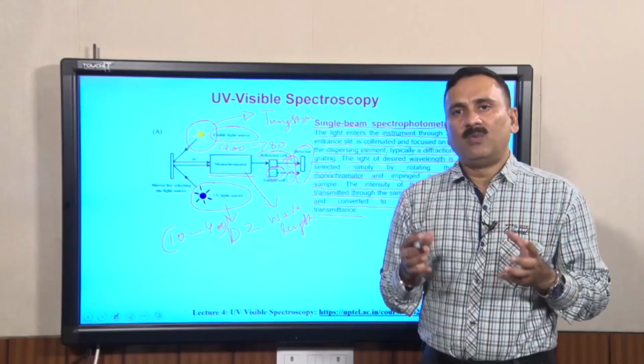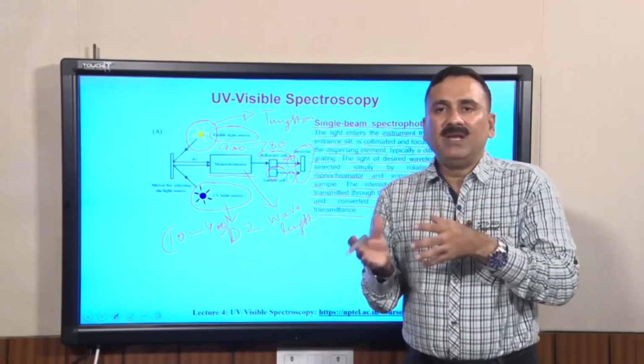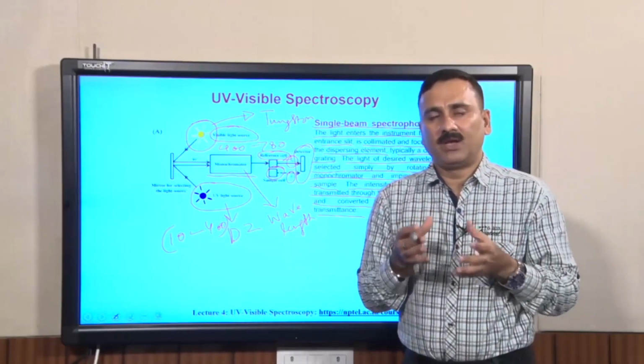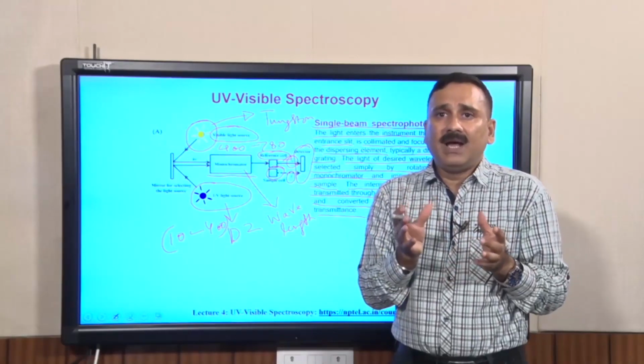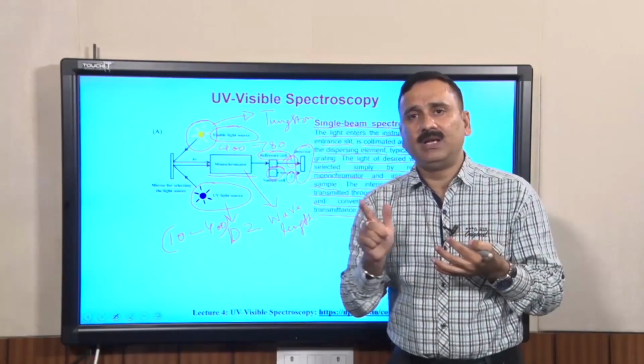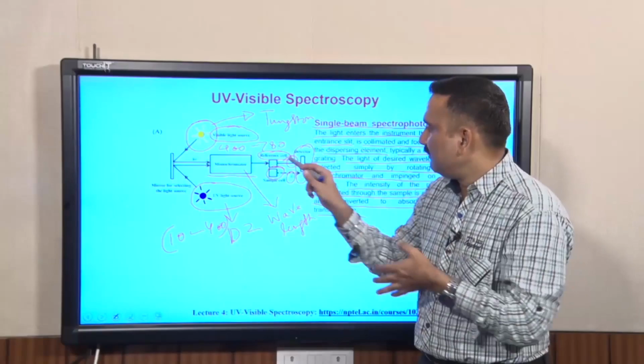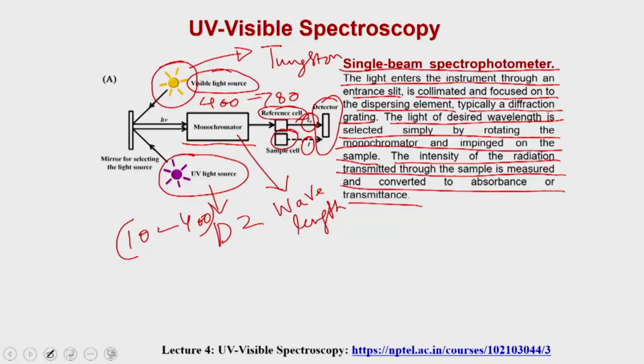But there is a problem with the single beam UV visible spectrophotometer: because this is a single beam, it measures either the reference sample or your test sample. It does not measure both simultaneously. What is meant by the reference sample is, suppose you have taken a protein solution in water. The water is going to be your reference sample, whereas the protein solution is going to be your test sample.